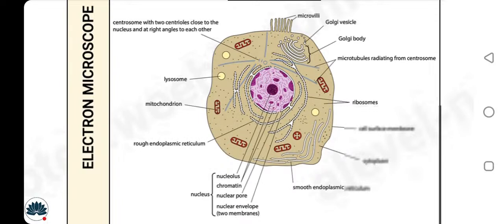The microtubules radiating from the centrosome. Microtubules I already taught you in the mitotic cell cycle. The ribosomes, cell surface membrane, cytoplasm, smooth endoplasmic reticulum, and rough endoplasmic reticulum, plus mitochondrion and nucleus.